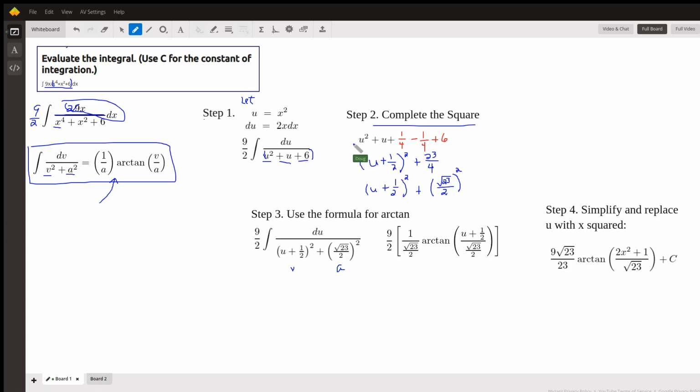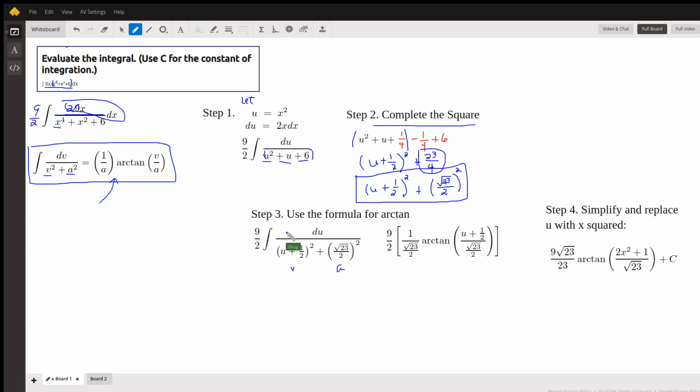And now these first three terms can be written as u plus 1/2, the quantity squared, and minus 1/4 plus 6 is 23/4, but I can rewrite this as square root of 23 over 2, the quantity squared. So that's how we're going to rewrite the denominator. If you expand that all out and combine similar terms, you'll get u squared plus u plus 6.